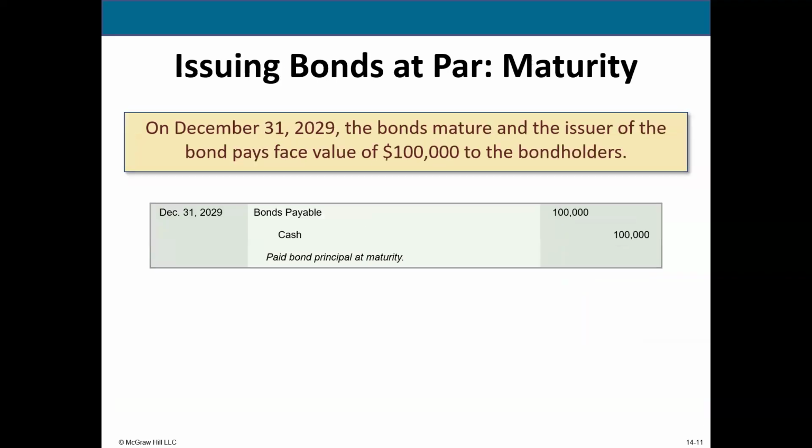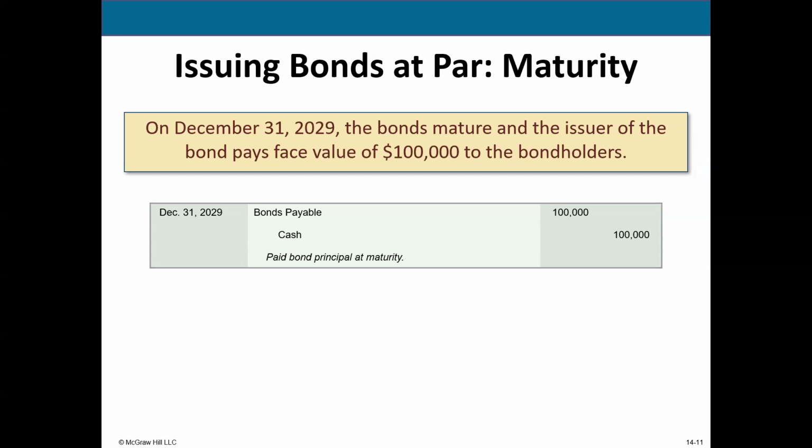Now, at the end of the useful life of the bond, when the bond matures, we need to pay the investor back the par value. And to do that, we debit bonds payable 100,000, we credit cash 100,000. And this is done on the date of maturity. So that's what happens when a bond matures. Now, I just showed you how to do this at what we call par value, which is set by the seller, and par value meaning the face value.